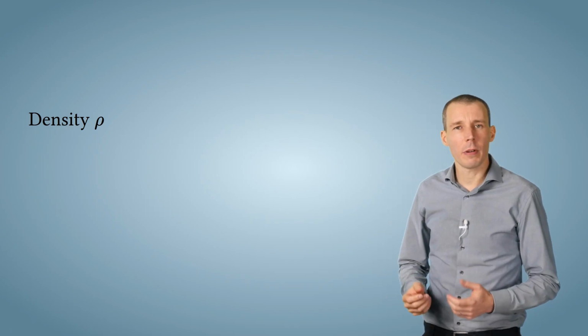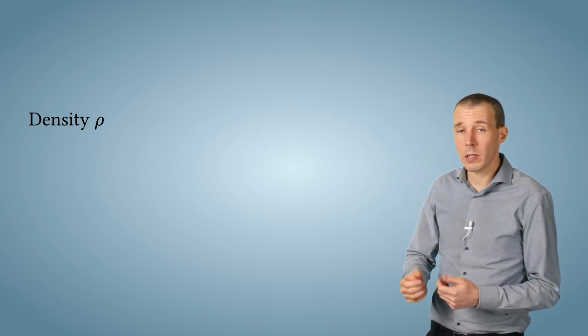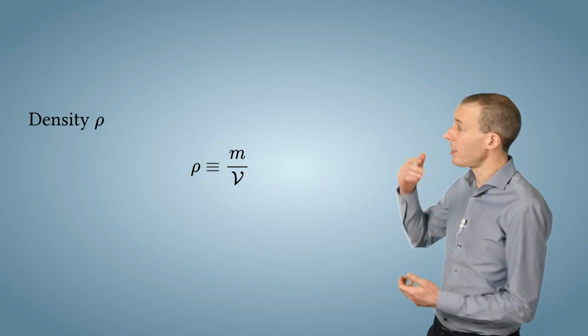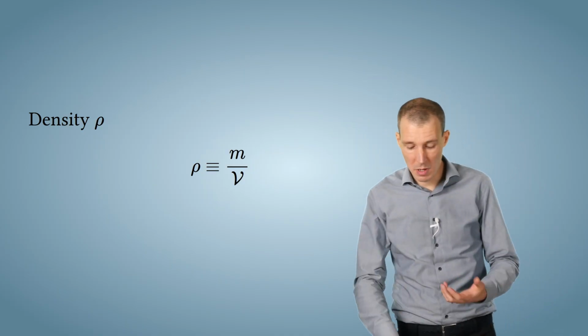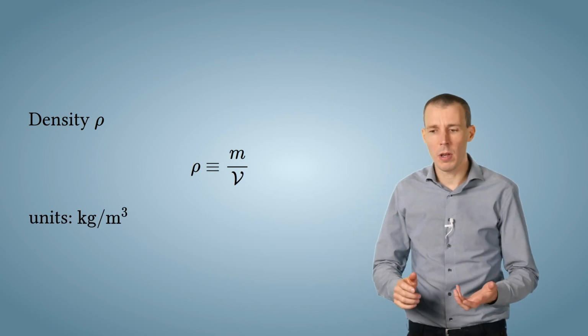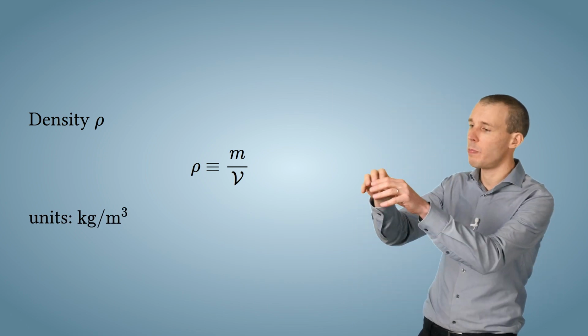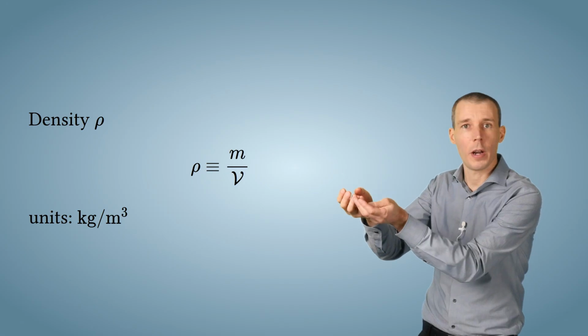We write density with the Greek letter rho. It's very easy to quantify. Essentially, you take the mass, m, you divide by the volume, V, and you get an amount in kilograms per meter cube that tells you just how much mass per unit volume there is where you're looking.